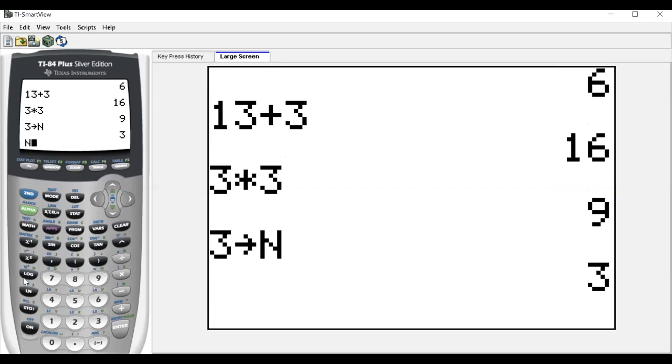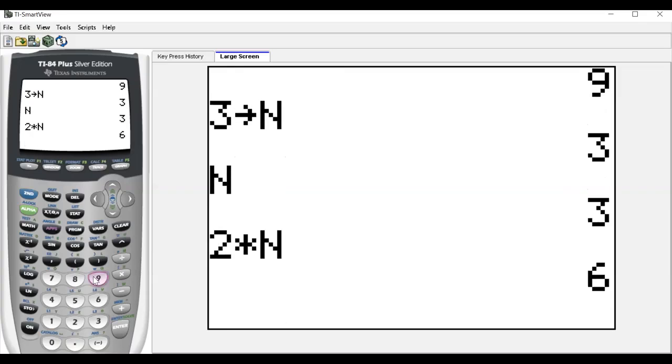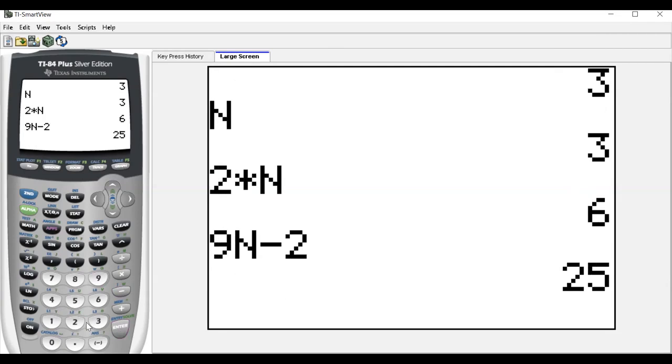So if I just go and bring up an n and say, what does n equal? n equals 3. Or 2 times n would be 6. Or 9 times n minus 2 would be 9 times 3, which is 27, minus 2 should be 25, which is what we got. So it's a little overkill for what we're doing right now, but it will actually be really helpful as we go further into our math experience together.